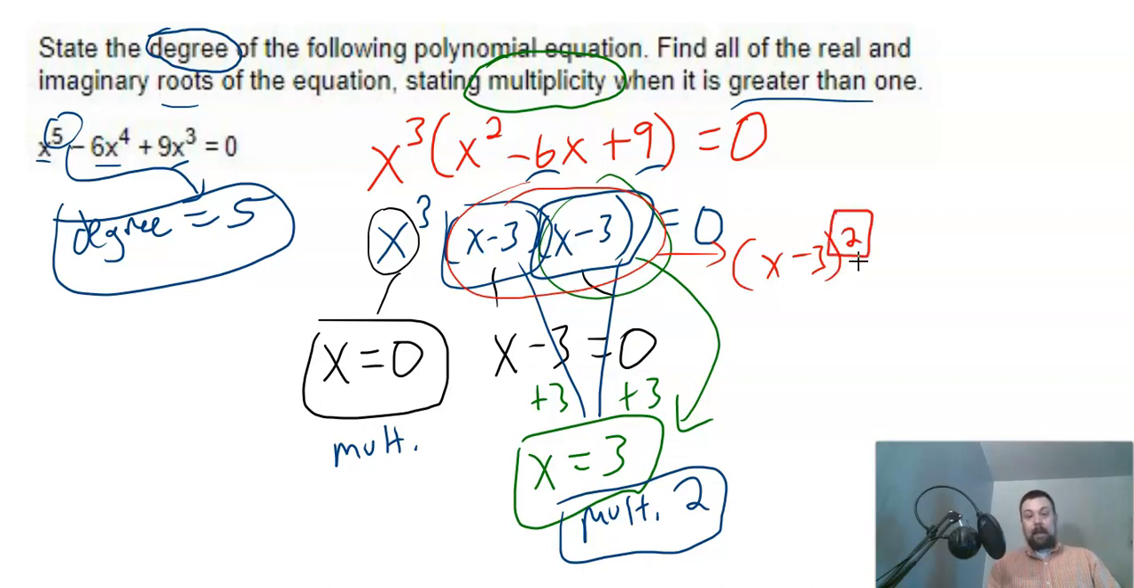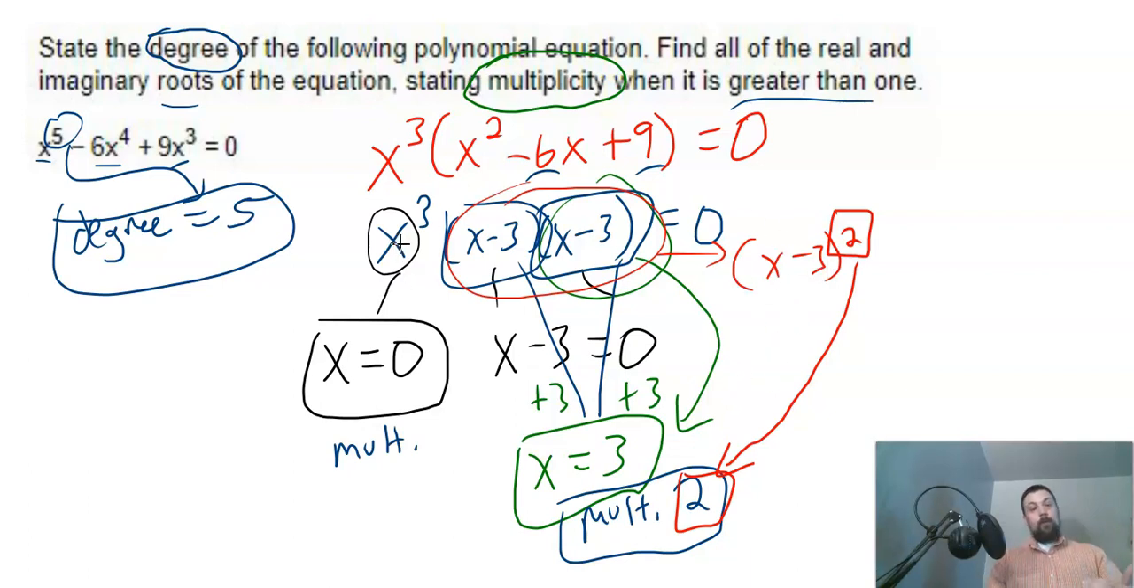And it turns out the exponent actually matches the multiplicity, and that's not a coincidence. The exponent is the number of times that factor occurs. The number of times that factor occurs is the number of times you're going to get this solution, and so that will be the multiplicity, right? So the exponent always becomes the multiplicity because the exponent tells you how many times you're going to get that root from that particular factor.